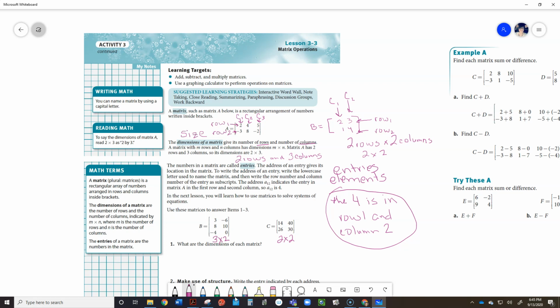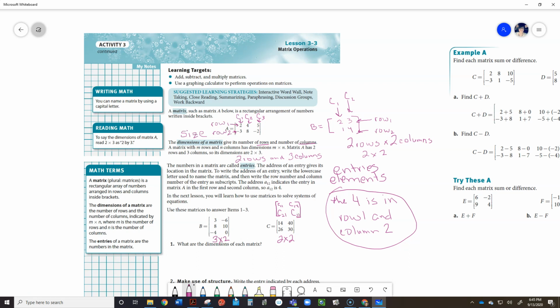So the fact that they're calling it a lowercase a is due to the fact that it's an uppercase letter right here that names the matrix. So if I were going to show all of the entries in this one right here, this would be lowercase c, and I would say 1, 1. This would be lowercase c, 1, 2. This would be lowercase c, 2, 1. This would be lowercase c, 2, 2.